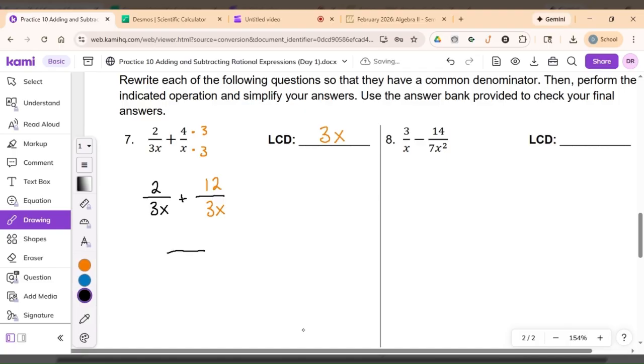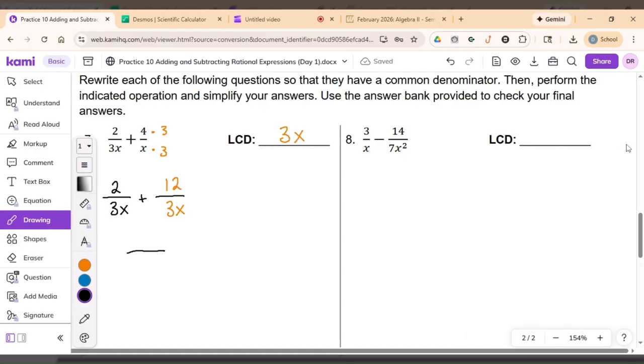For number 8, same thing. There's a couple things missing. The second fraction has a 7. The first fraction doesn't. But the second fraction also has x squared, and the first fraction only has x. So we're going to fix that. To get 7x squared over here, the denominator that has less needs a 7 and another x. So we're going to multiply both by 7x. Okay, so we're going to multiply each fraction by 7x in this case, and we'll see what we get.